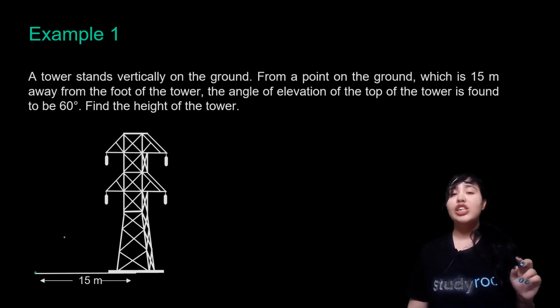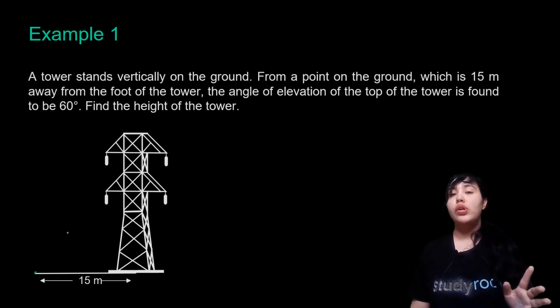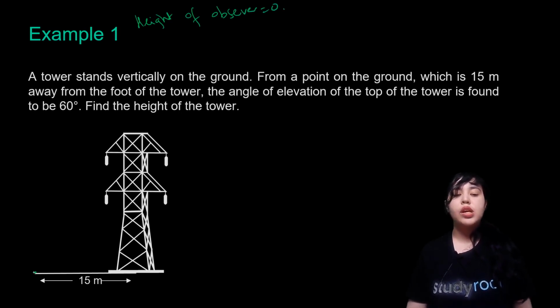For angle of elevation, you need two things. You need a horizontal level. But has there been any mention about the height of the observer? No. So in that case, we take the height of the observer to be 0. That is an approximation. So the height of observer is 0 in this case. Basically this is your eye level, so this is only your horizontal. Another thing which you need is a line of sight.